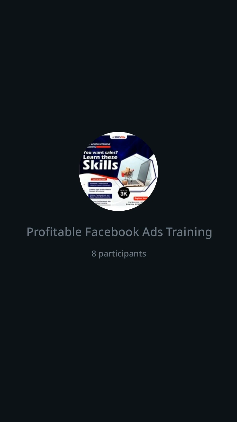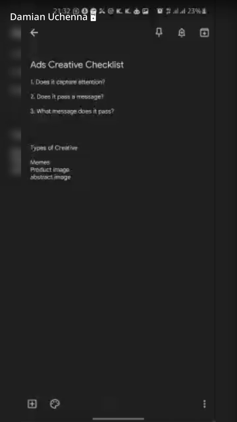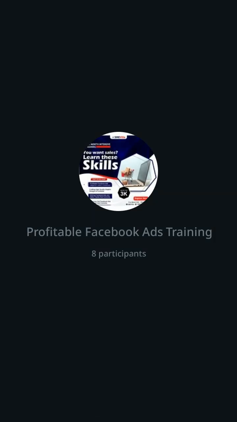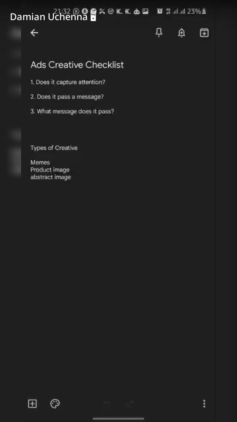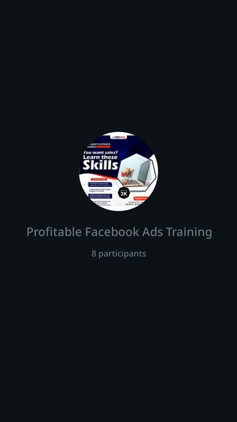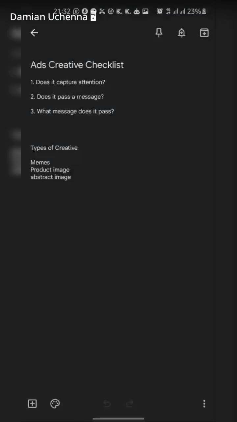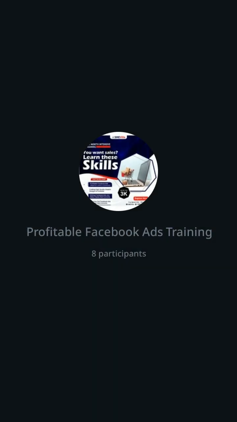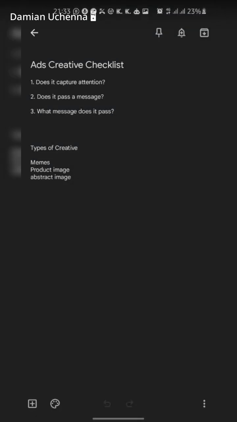Now, the funny thing is that we have done 10 naira per message for a particular ad, and still for that same ad, we have also done 100 naira per message. So now you wonder, this is the same ad, but what changed? The same targeting, everything, the same copy, but the only difference was the creative. So your creative, if you have been neglecting it before now, I think it's high time you start paying attention to it.